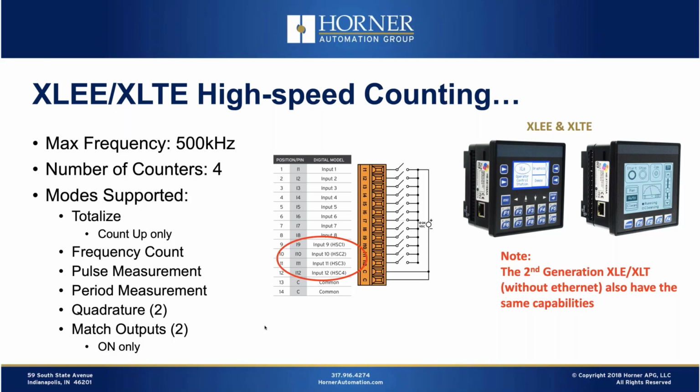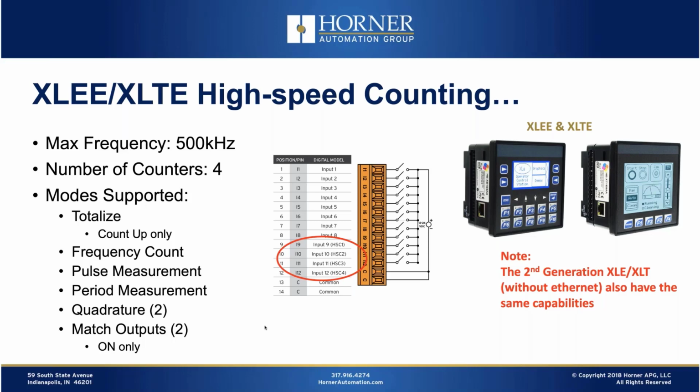So now these 2 products, the XLEE and XLTE, support up to 500 kilohertz frequencies. Again, up to 4 counters, which have always been supported, but not nearly at this frequency range. The old frequency for the original XLE and XLT, I believe, was 10K. So vast difference between 10K and 500K, obviously.